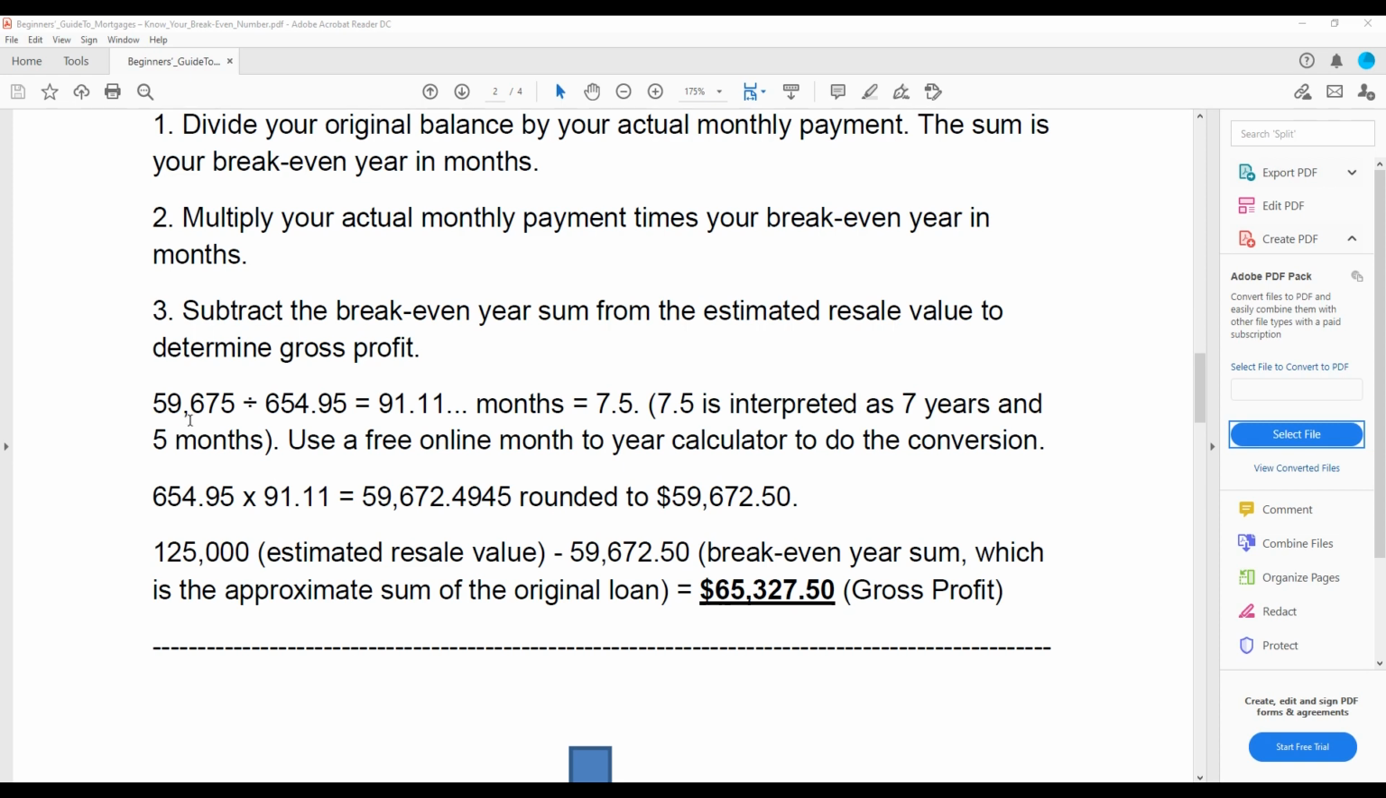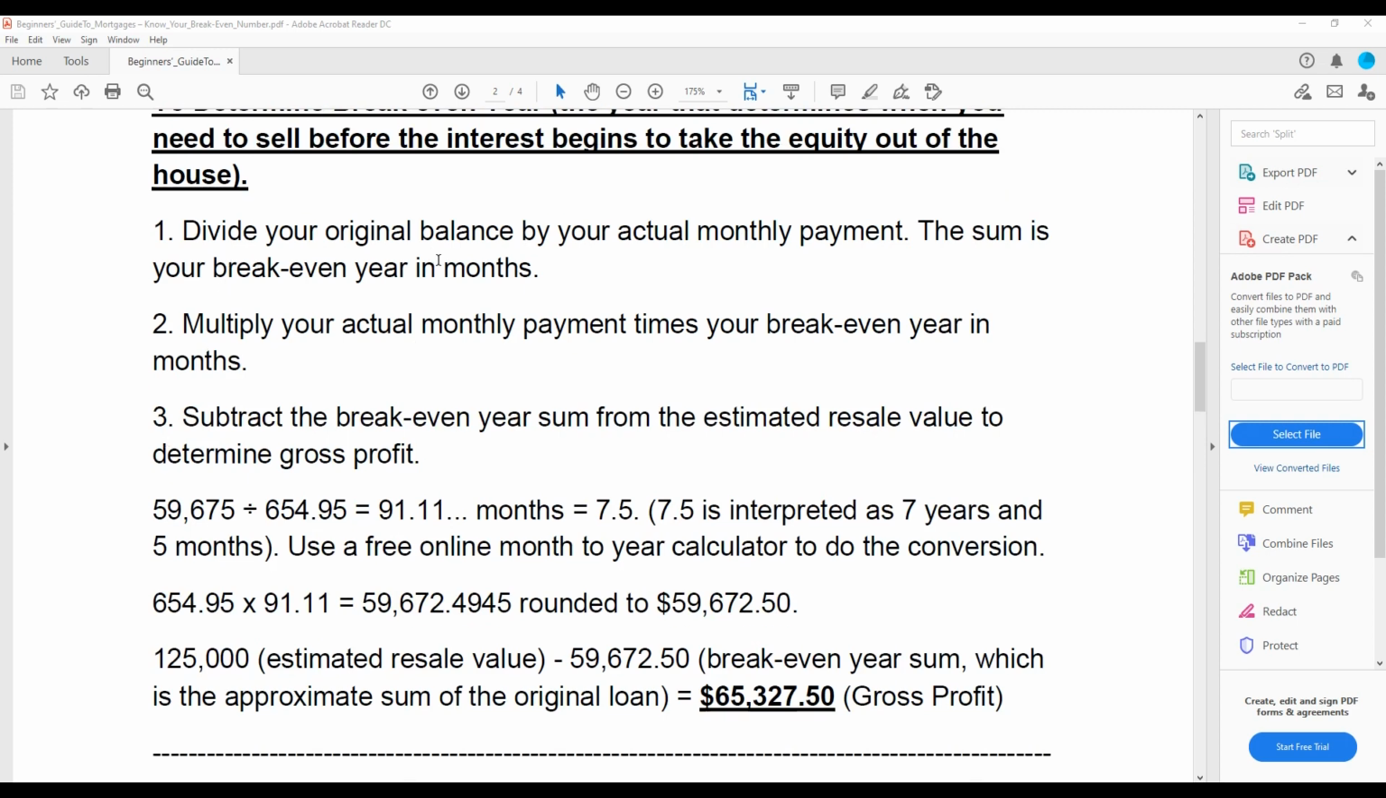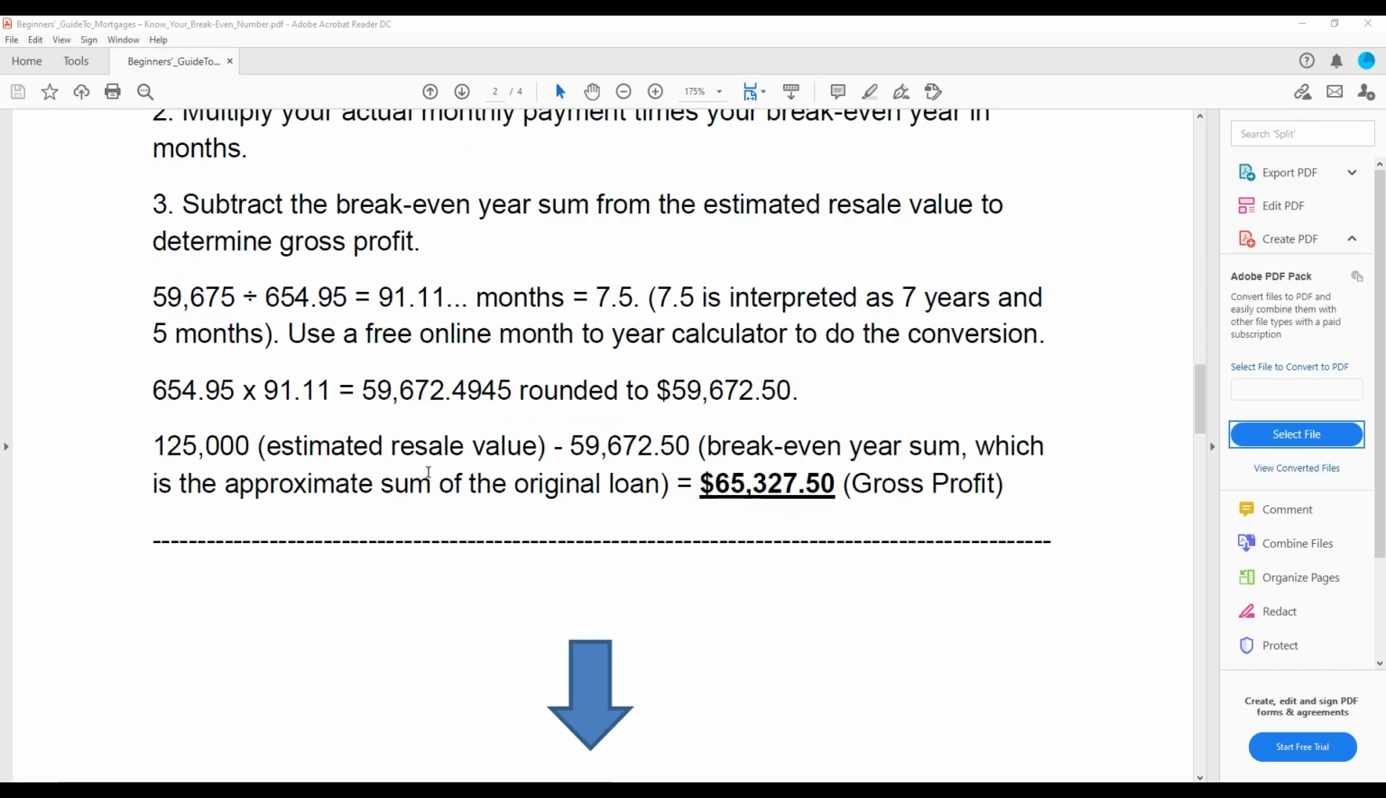So here we go. $59,675. This is the original loan balance as we have here. You want to divide your original balance by your actual monthly payment, which is $654.95, equals 91.11 months, which equals 7.5. 7.5 is interpreted as 7 years and 5 months. You can use one of the free online month to year calculators to do the conversion for your scenario. So now, because we know that 7 years and 5 months is the time that we need to sell the property, because that's our break-even year.